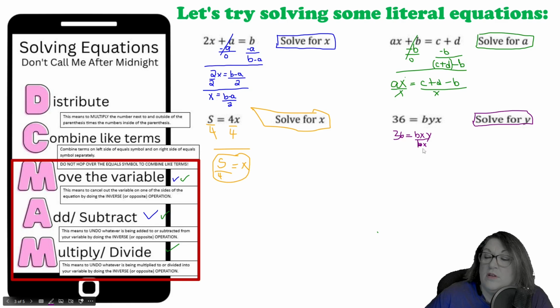That's going to give me, okay, that's a b, even though it doesn't look like it. That's going to give me a 1. Bx divided by bx is a 1. And 1y is just y. And I have to do that on the other side of the equation, 36 divided by bx. And which is my answer. Y is equal to 36 divided by bx, or b times x.